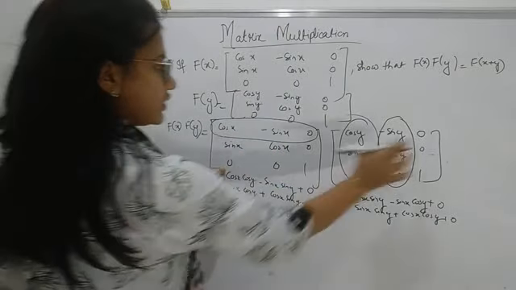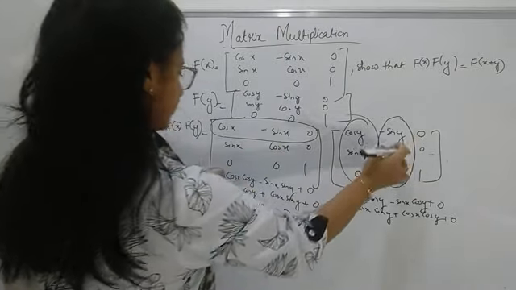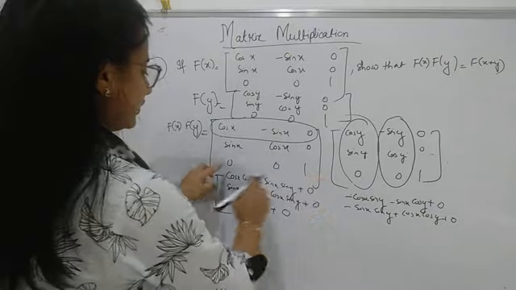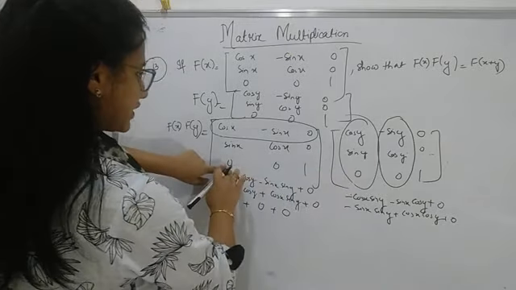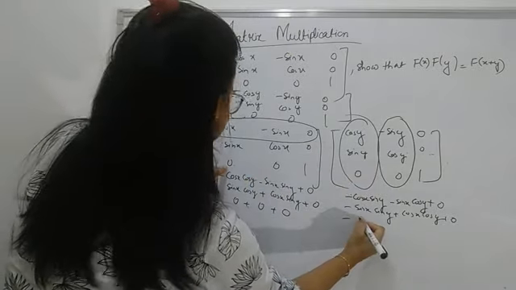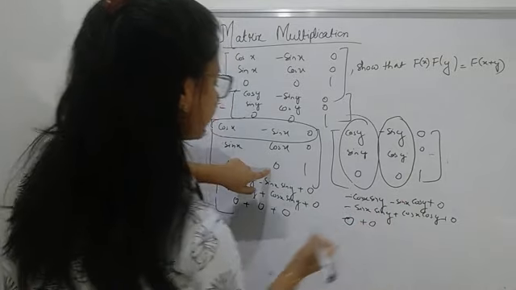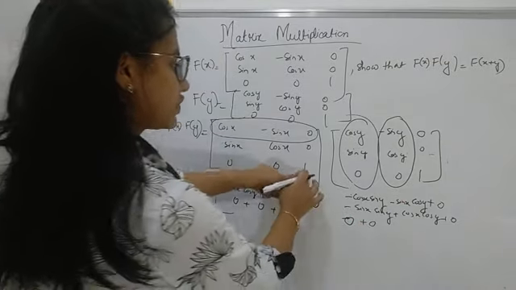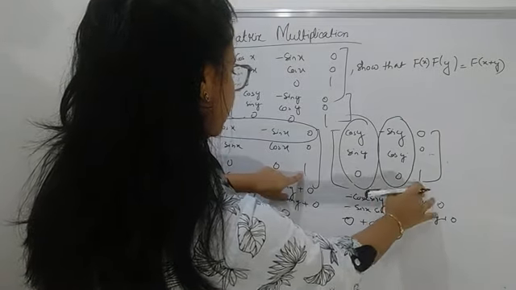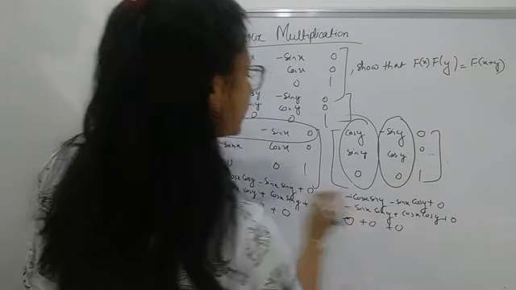Next, third row, second column. 0 into minus sin y will be 0, 0 into cos y will be 0, and another will be 1 into 0, so it will be plus 0.